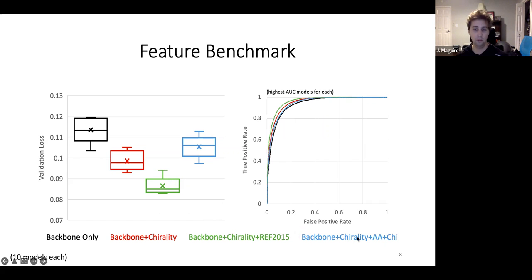The final one is where we break the superset pattern, because instead of adding Ref 2015 energies, we build off of red, but we add the amino acid identity and the chi angle of the sidechains. So in theory, all of the information required to rebuild every atom of the entire cyclic peptide. So not only is this a superset of red, but in theory, green is a function of blue. So whatever you can learn from green, you can learn from blue.